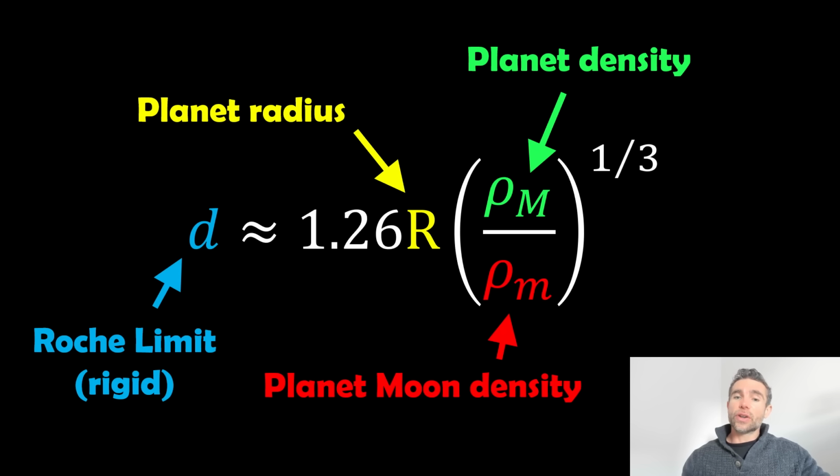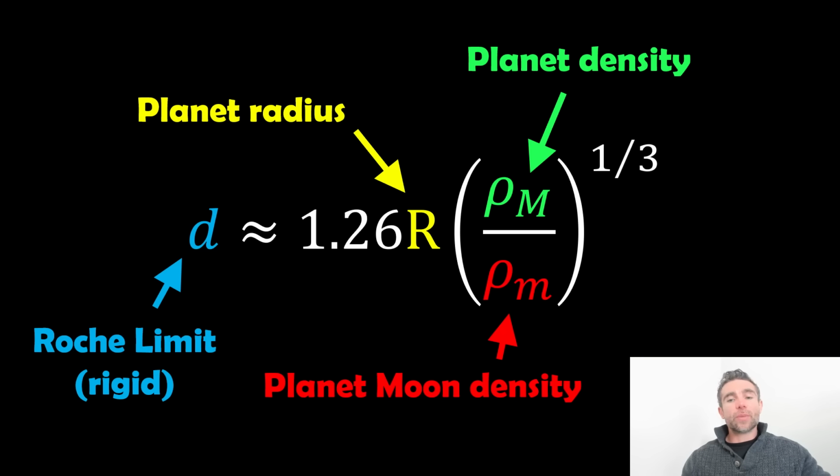So there's two versions of this. In fact, there's a few different versions. You can use density, you can use mass. I've got the density version here, but this is also the solid, rigid object. So the moon would be rigid in this particular approximation, but you can do a fluid one as well, which is slightly different. So the Roche limit d is approximately equal to 1.26 times the radius of the planet. So a bigger planet is going to have a larger Roche limit. So essentially the moon can't get as close.